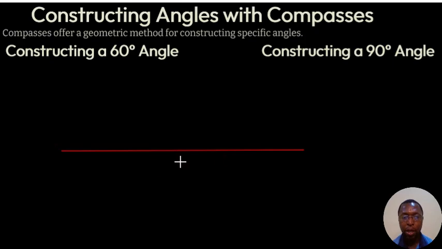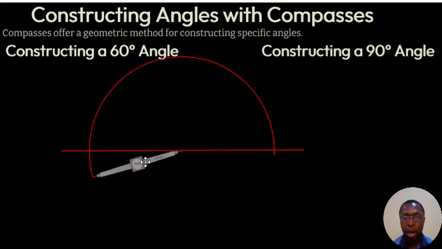That's the first step. The next thing is to get your compass. Place the center of your compass on your straight line. This is my compass now, and this is the radius of my compass. You now make a semicircle with your compass, as you could see, a semicircle like this.